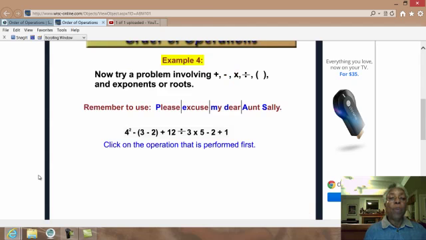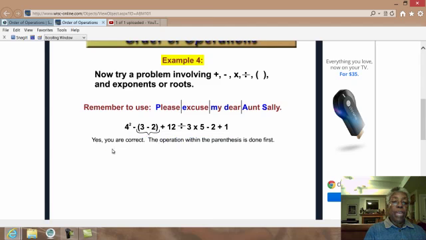Okay, let's look at example 4. Now, try a problem involving plus, minus, times, division, and parentheses, and exponents or roots. Remember to use please excuse my dear Aunt Sally. Okay? So let's try this one. 4 squared minus parentheses 3 minus 2 plus 12 divided by 3 times 5 minus 2 plus 1. Click on the operation that is performed first. Let's click on, what is it? Please, parentheses. Yes, you're correct.